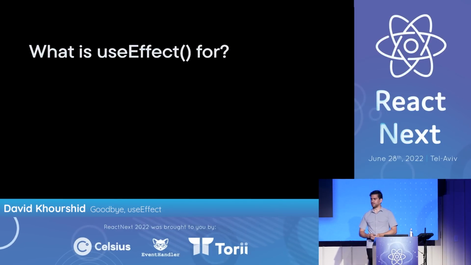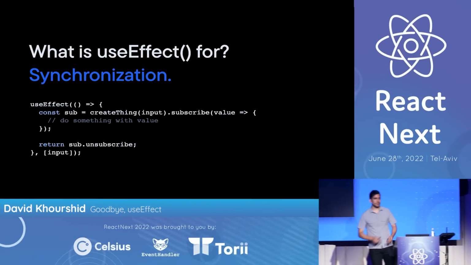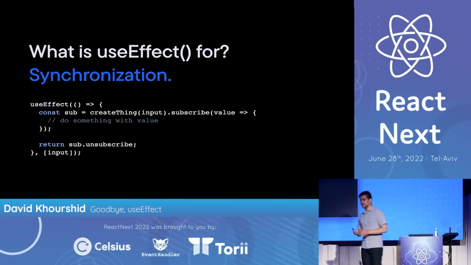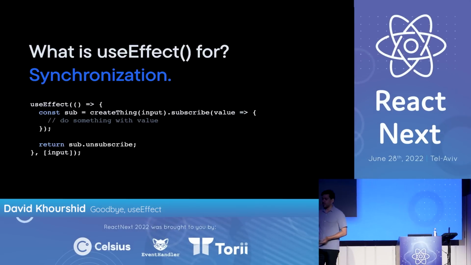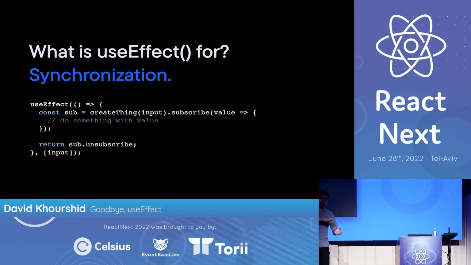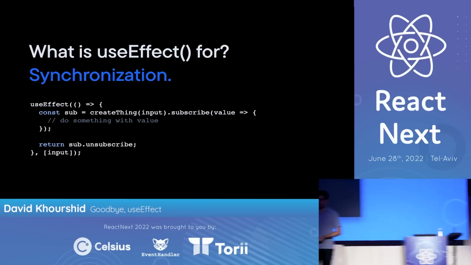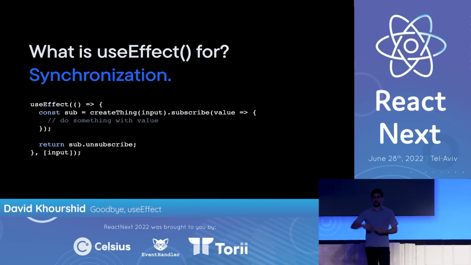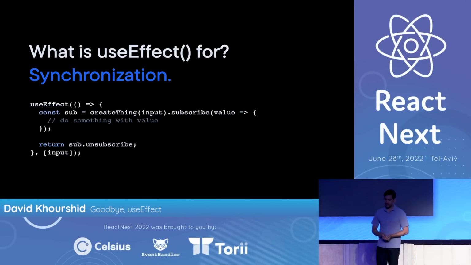Okay, so at this point you might be thinking, well, what is useEffect really for then? And so useEffect is for synchronization. In fact, it should have been called useSynchronize or useSync or something like that, but the idea is that you are synchronizing something to an external, not an external store, but some sort of external system. So that could be an event listener or some observable or just something like that.